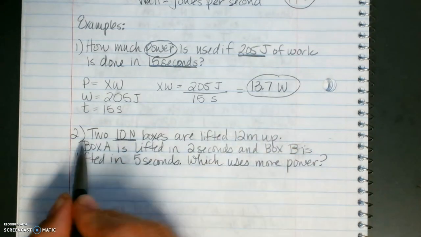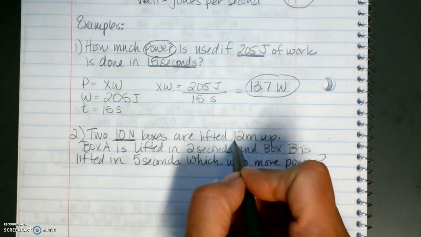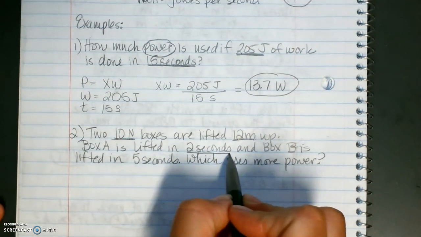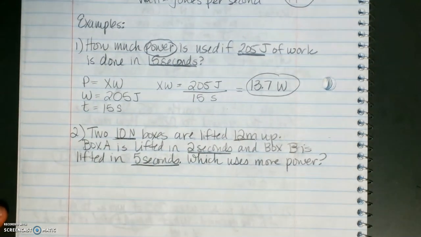Both boxes have the same force, or weight, of 10 newtons. They're both going to be lifted up the same distance as well, which is 12 meters. So we know that. The difference comes in when we're talking about the time. One box is done in 2 seconds while the other is in 5 seconds. So the time is where the power comes in.